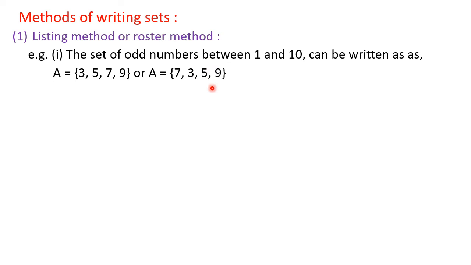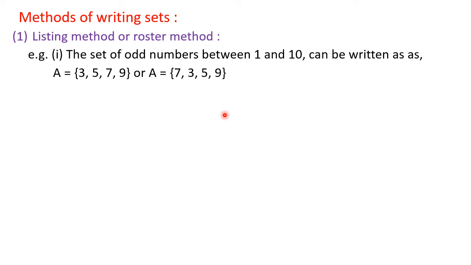Okay, you can write down the elements. How to write? First take a capital letter, that is the name of the set, then an equal to sign, and in curly brackets you have to write all the elements separated by commas. Order is not important. See, both the ways are correct. Okay, this is how we are going to write the listing method.